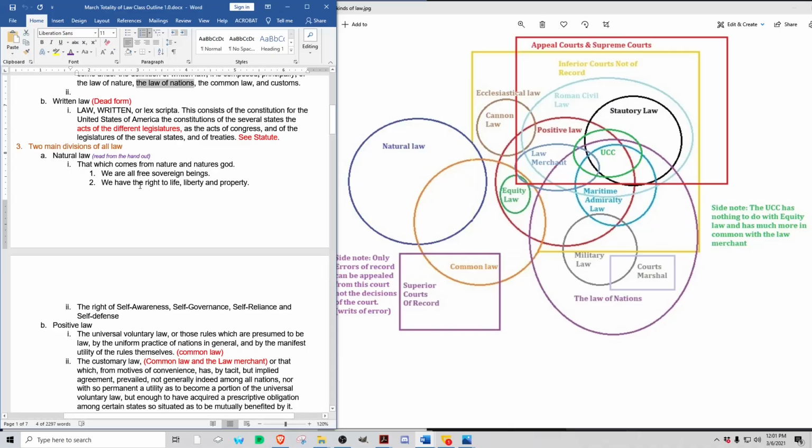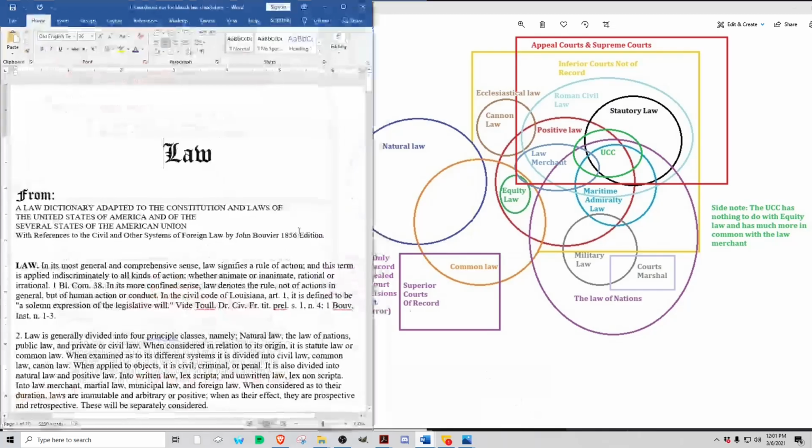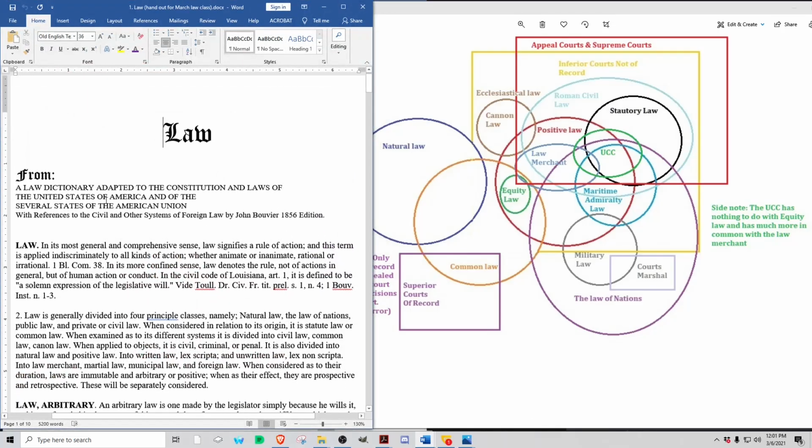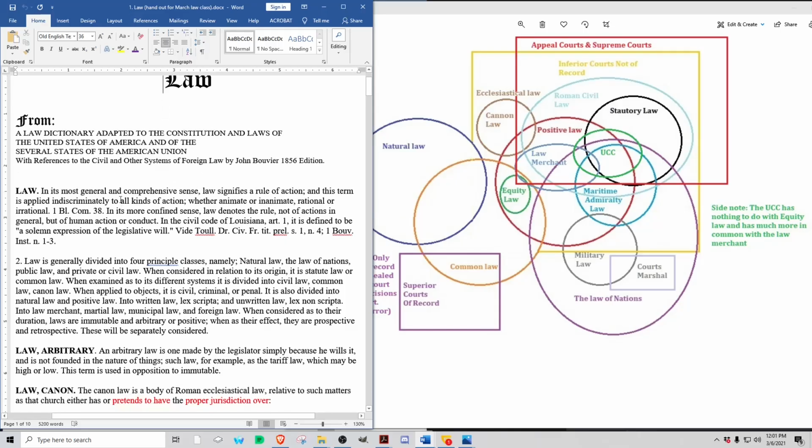So what I'd like to do now is switch over and read from the law handout. And I'll kind of do a restart here, and then we'll scroll down to natural law and positive law. So again, this is from Bouvier's Law Dictionary.